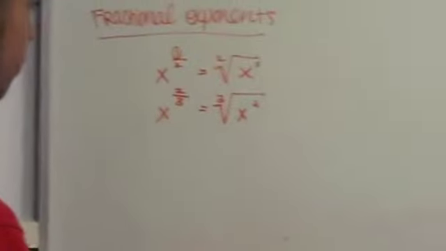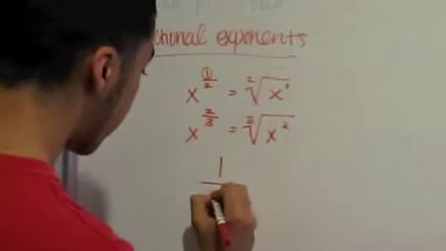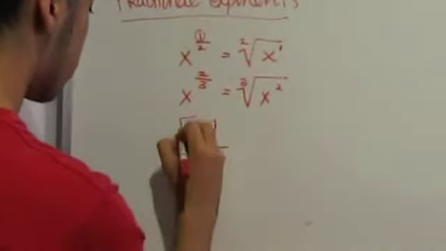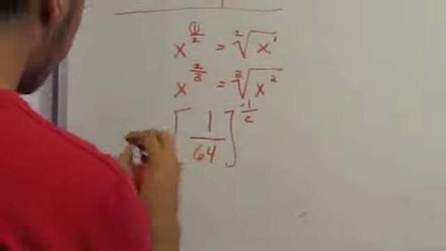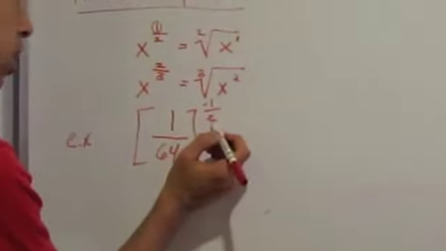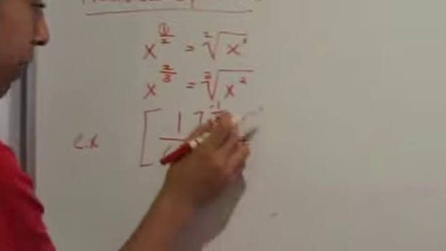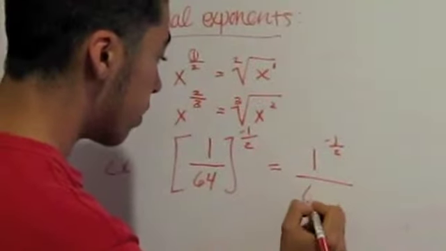Okay? So now let's do an example. 1/64 to the negative 1/2. So here, let's label it. Okay, so this whole thing is raised to the negative 1/2. We're going to distribute this negative 1/2 to each one of these. So 1 to the negative 1/2, 64 to the negative 1/2.